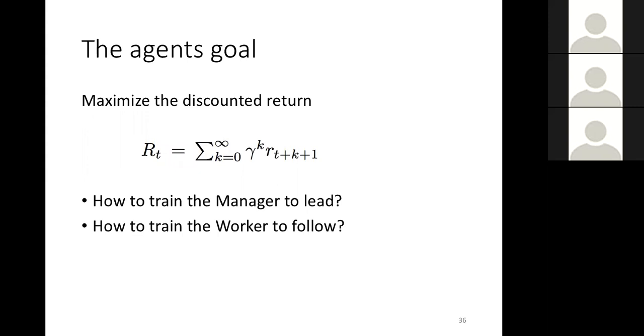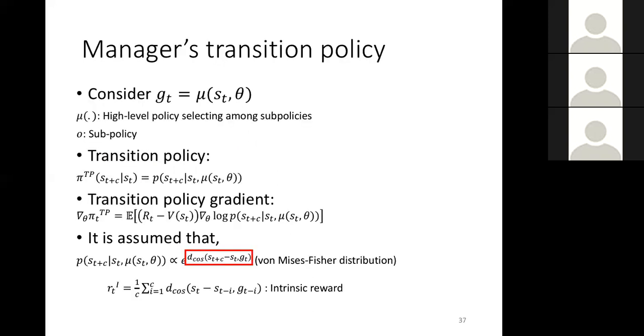The objective function of the form is the same as the standard reinforcement learning, and the goal of the agent is to maximize the discounted return. We focus on two questions: how to train the manager to lead and how to train the worker to follow. First, we talk about the manager, which is the main contribution of the paper.